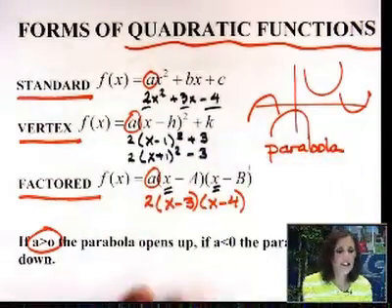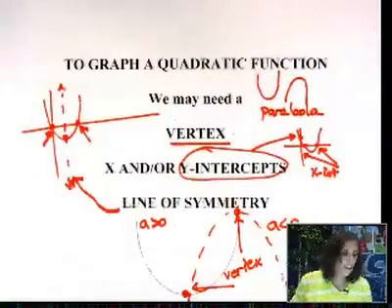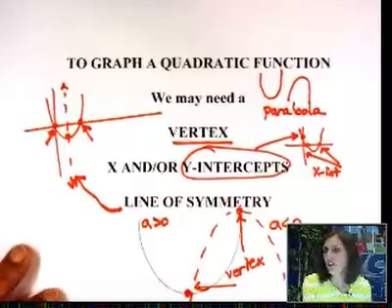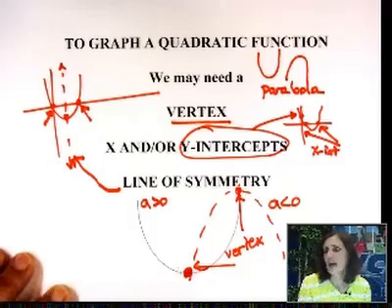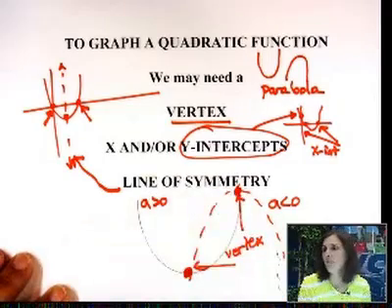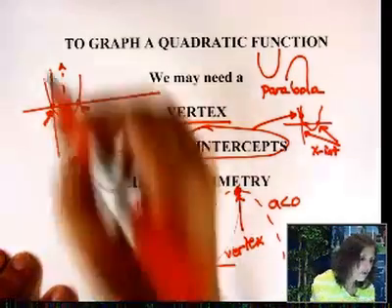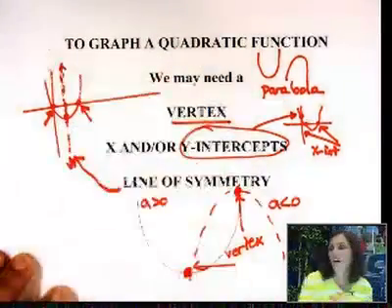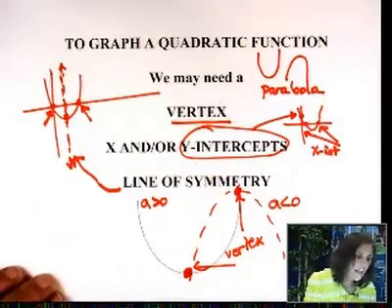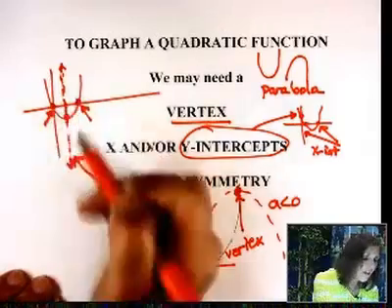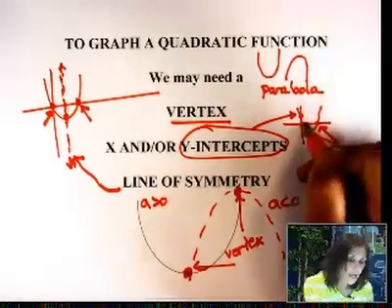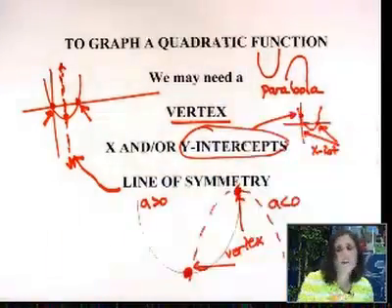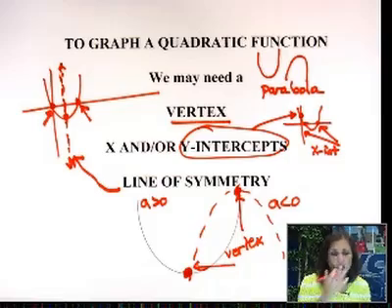Okay, now that I know that, let's go look at a couple of things. To graph the quadratic function, I need a couple of things. I probably need the vertex, which is that point. If it's upside down, it's that point for the vertex. The line of symmetry is this guy, and it goes through the vertex. And the x-intercepts are here, and the y-intercept is here. If you shift it a little bit, your x-intercepts are going to be here, and your y-intercept is going to be there. So there are a couple of things you need to graph a quadratic function.